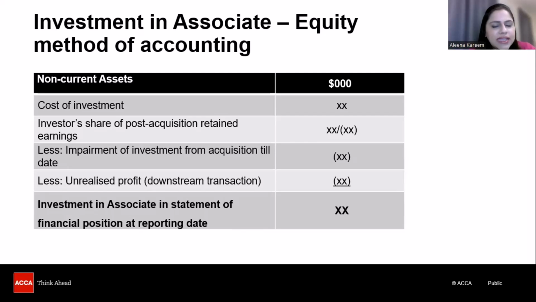And one more thing that can come up as an adjustment is the unrealized profit if it is a downstream transaction. Just remember this for now, the accounting treatment. We are going to discuss the unrealized profit shortly, the upstream and downstream transactions. Now, the final figure that we get over here is the investment in associate in the statement of financial position at the reporting date. So from the date of acquisition till the reporting date, we are going to identify that.